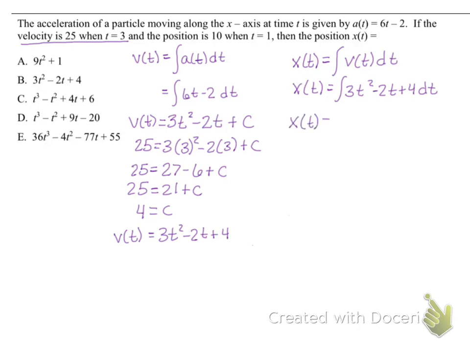So, if I integrate that, it's going to be t cubed minus t squared plus 4t plus c. Okay? And again, use your initial condition. The position is 10 when t is 1. So x of t is going to equal 10, and we're going to plug in 1 for t.